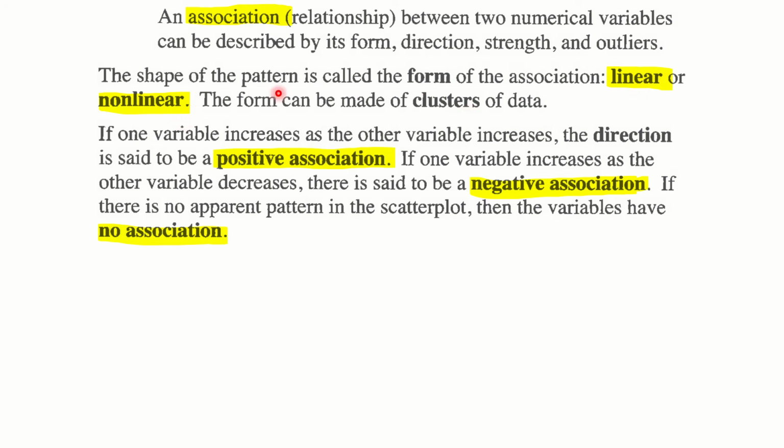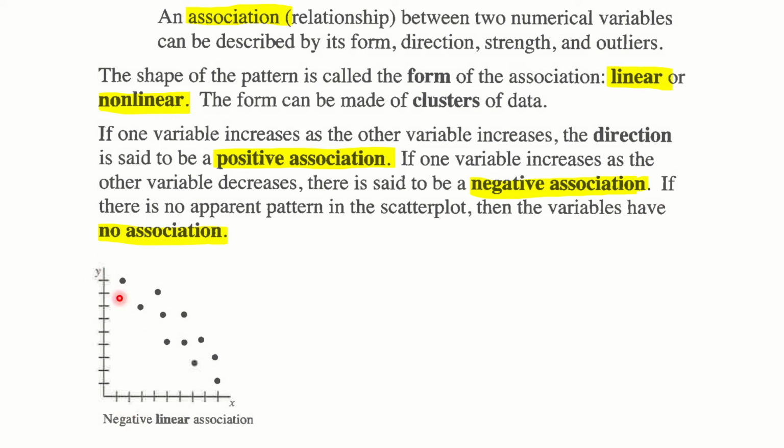If one variable increases as the other variable increases, the direction is said to be a positive association. So under the word direction, we have positive association and negative association. We can also say if there is no apparent pattern in the scatter plot, then the variables have no association. From your textbook, they show that there's a direction here. This looks linear, and it looks like as x is increasing, y's are decreasing. So this is a negative linear association.